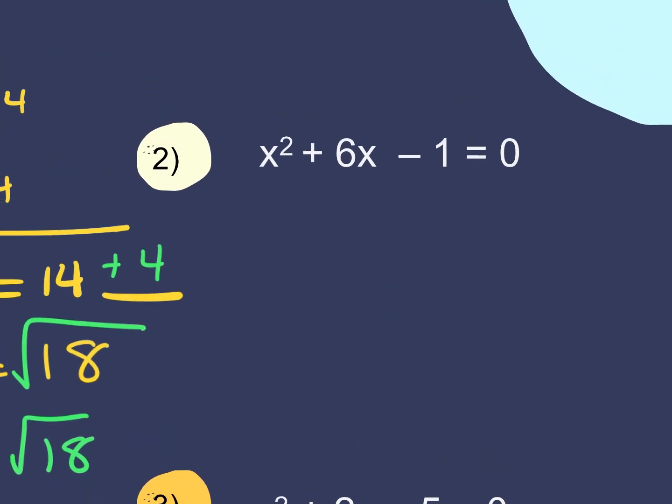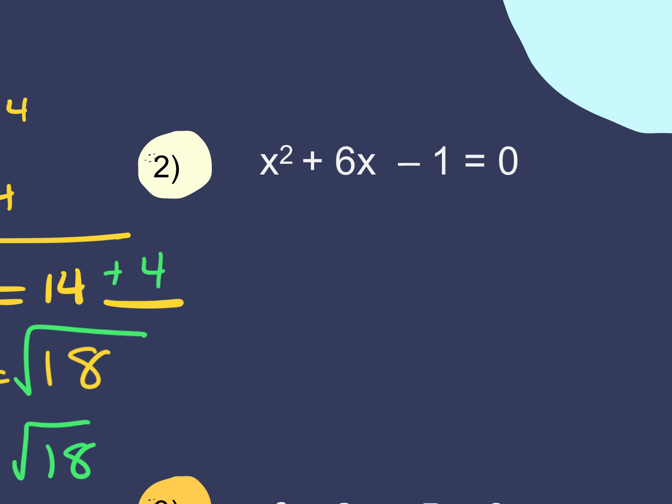All right, so again, it's in standard form. So step number 1, check to make sure that this number in front of your x squared is a 1, and it is. So step number 1, move the constant to the other side. So I'm going to add 1 to the other side.